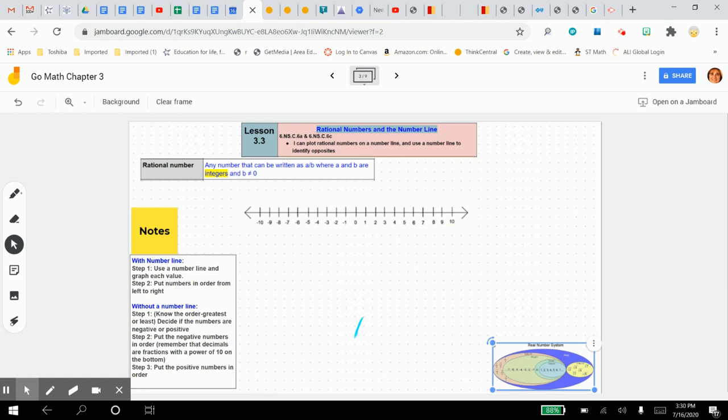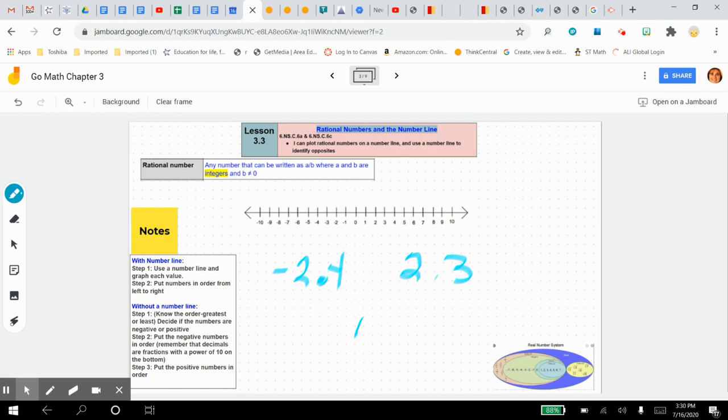So you've got to be able to graph a rational number. What if we have something as simple as a negative 2.4 decimal, and 2.3? According to our notes over here, when there's a number line available for you to look at, you just need to graph each value. The first one's a negative, so it's going to be on the negative side of the number line. This is negative 2.4.